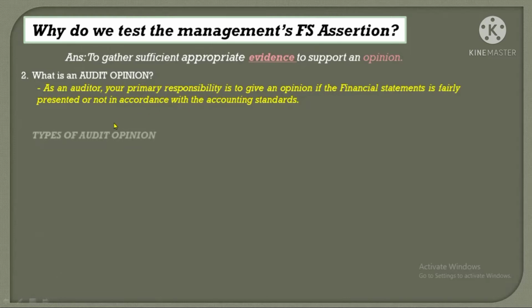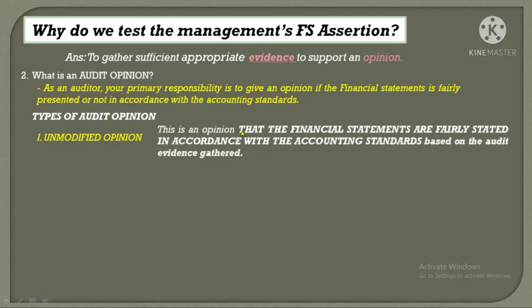There are types of opinion that an auditor can issue. We have number one, the unmodified opinion. This is an opinion given by the auditor stating that the financial statements are fairly stated in accordance with the accounting standards, based on the audit evidence gathered, of course.